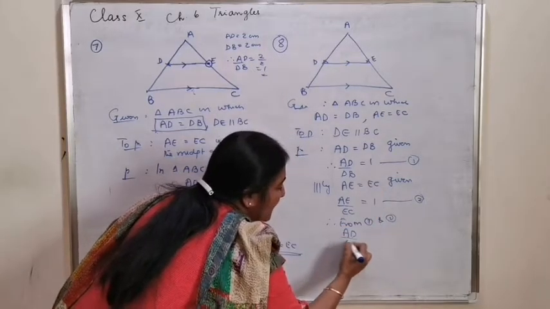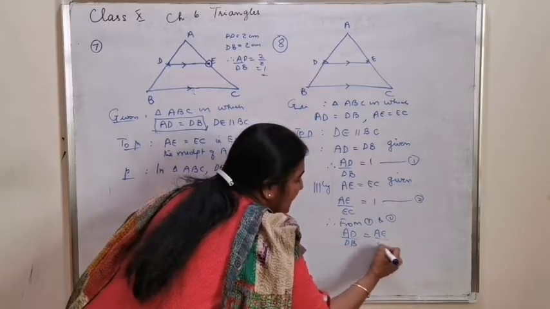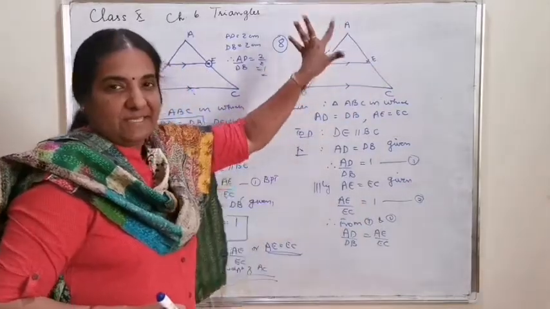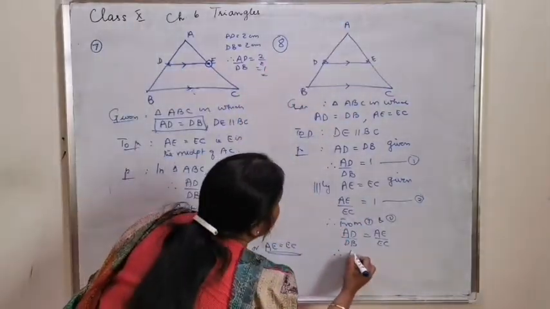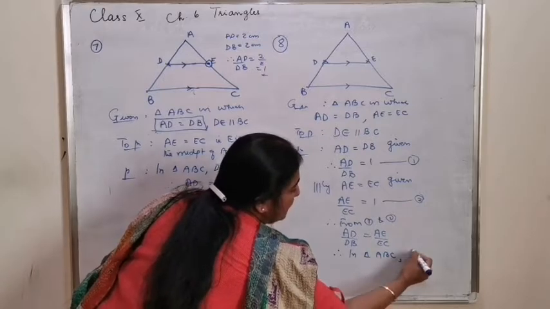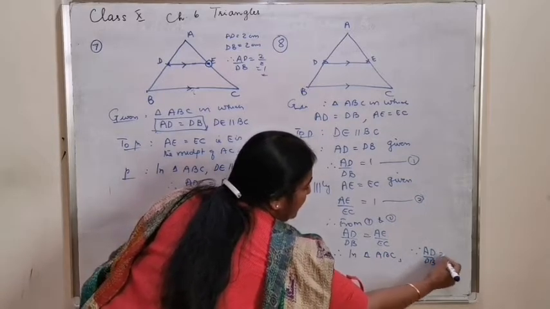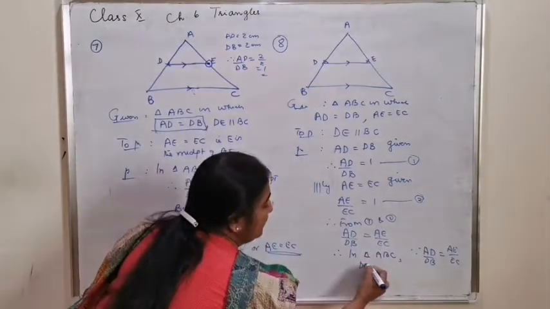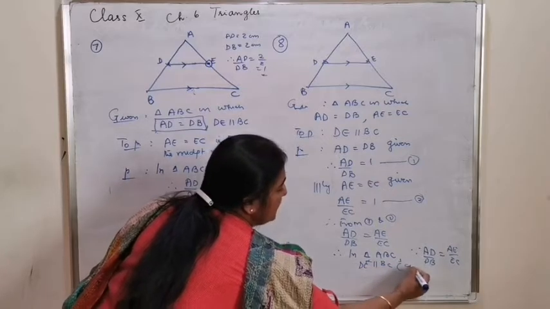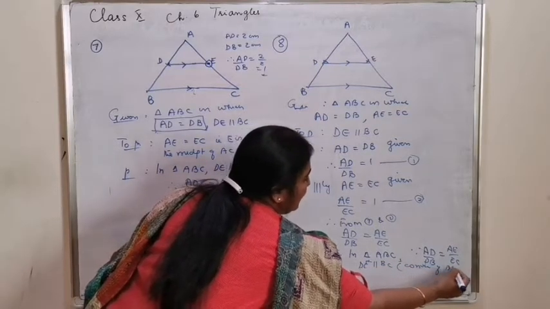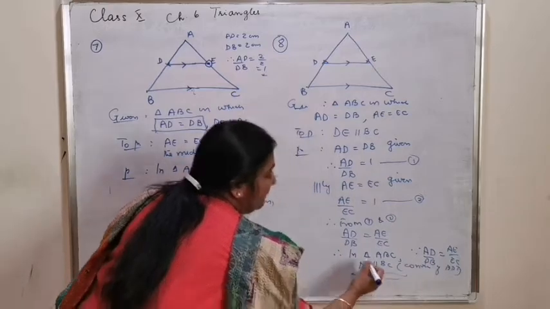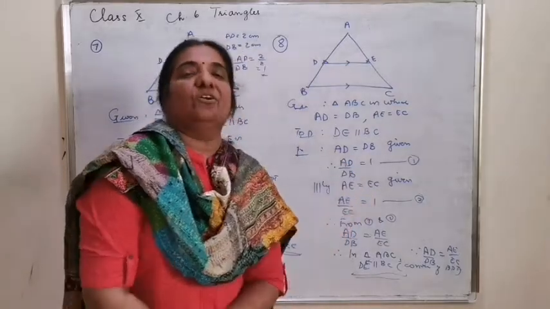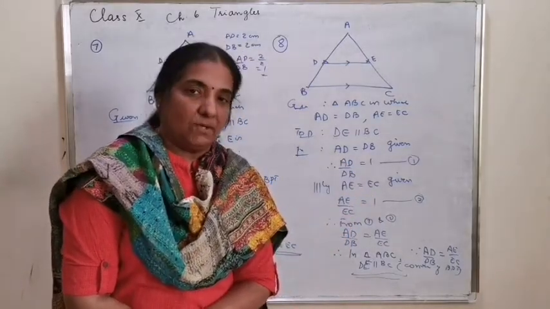the ratio AD by DB and AE by EC are equal. Those ratios are in triangle ABC. Therefore, in triangle ABC, since AD by DB is equal to AE by EC, the line DE is parallel to BC, again by the converse of basic proportionality theorem. This is also like a converse. One is midpoint theorem and its converse.